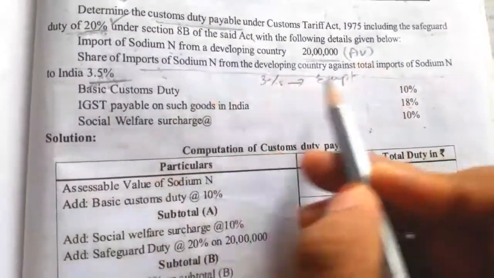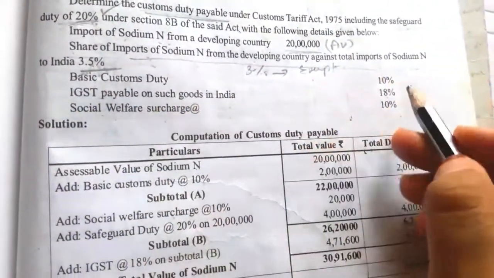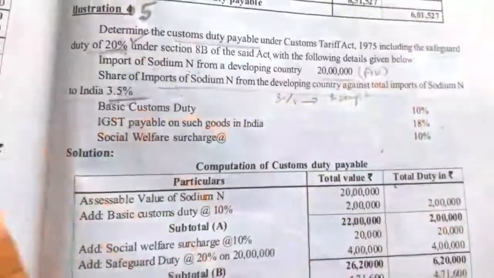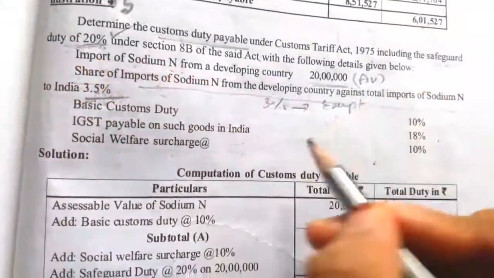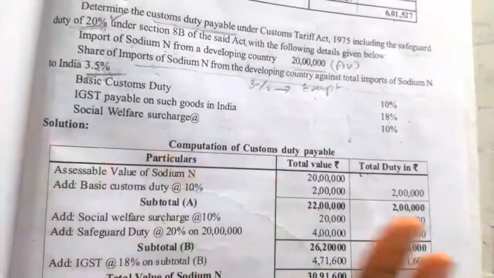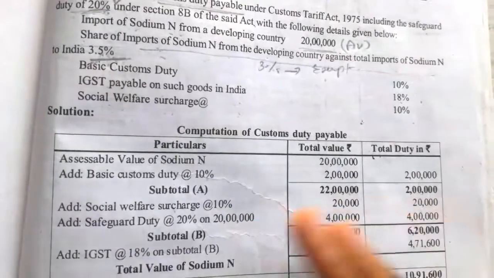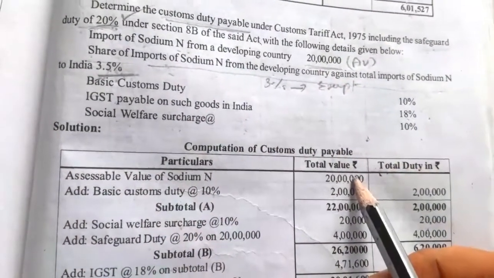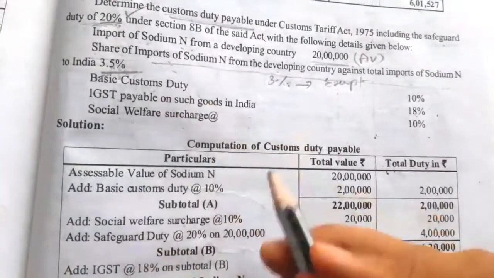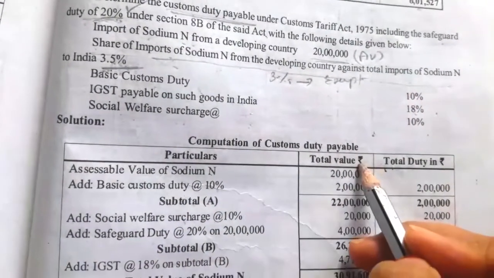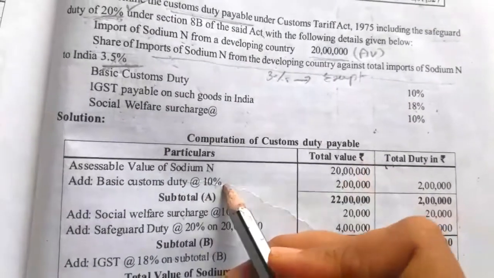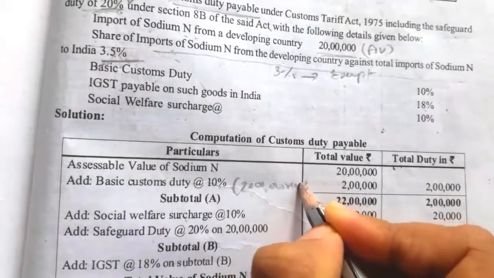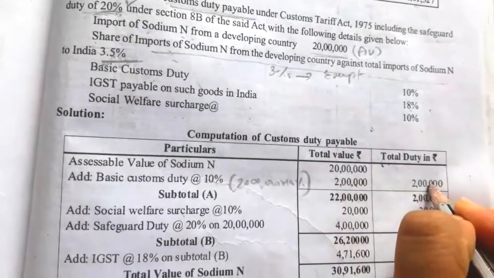Next, basic customs duty is directly given, IGST payable is also directly given, and social welfare surcharge is also directly given. So now we will work out the solution. Write the heading computation of customs duty payable, with three columns for particulars and two amount columns. First we take the assessable value, that is 20 lakh. Then we compute the basic customs duty at 10% on assessable value, that is 20 lakh into 10%, which is 2 lakh. Write the same value here.